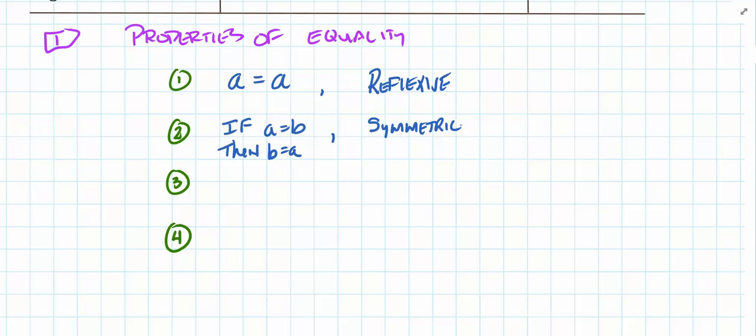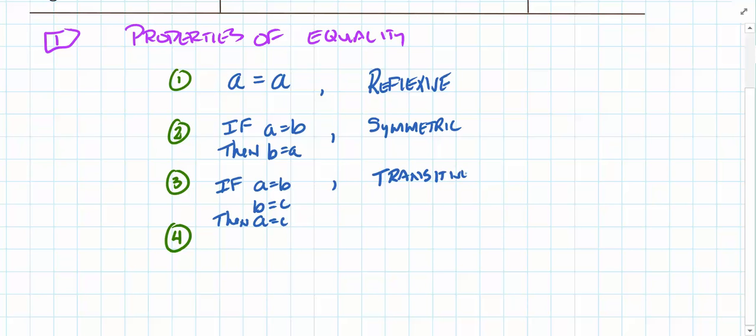Okay, number 3, I'm going to give you the property here. This is my favorite one: if A is equal to B and B is equal to C, then what can I say? A is equal to C. What is this thing called? Who knows? Transitive. That one's everyone's favorite property, right? That's transitive. You got it.